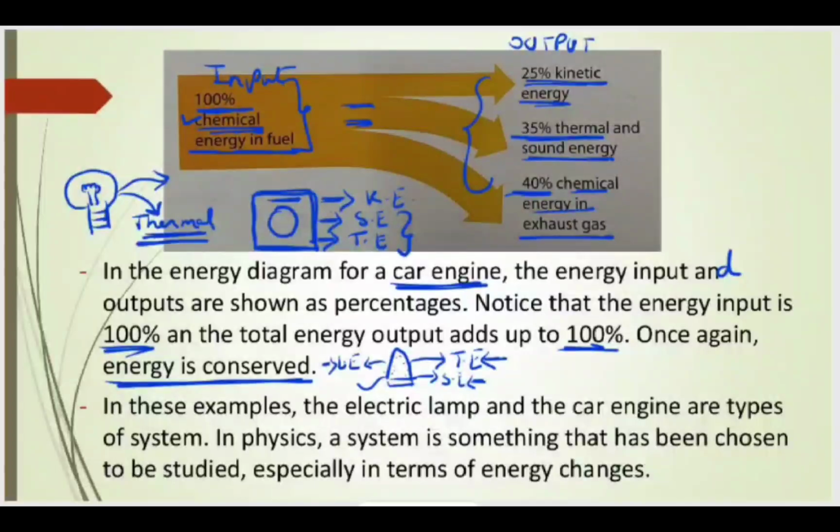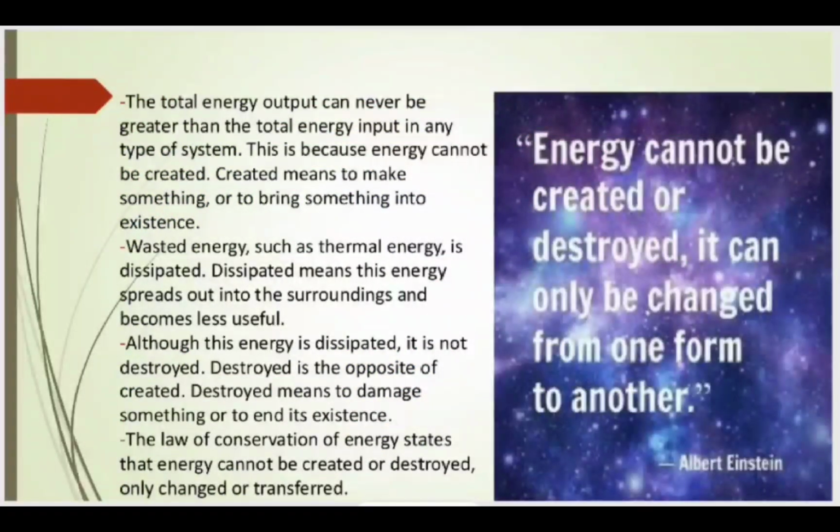Now, in these examples, the electric lamp and the car engine are types of system. In physics, a system is something that has been chosen to be studied, especially in terms of energy changes. How light energy changed to heat energy, or heat energy changed to something else, the system helps us to study energy changes. Let's read. See, I told you, energy. Read this, what's there in the picture.